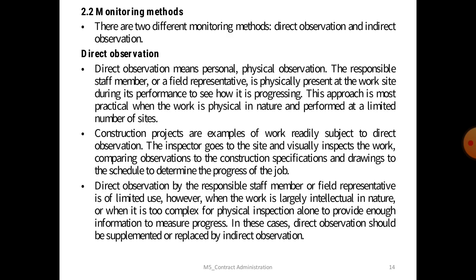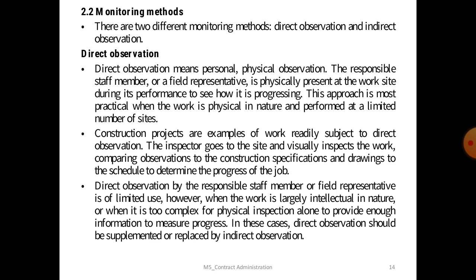Now the subtopic we start is monitoring methods. So here there are two types of monitoring method: direct observation and indirect observation. Direct observation means physical observation. The responsible staff member or a field representative is physically present at the work site during its performance to see how it's progressing. This approach is most practical when the work is physical in nature and performed at a limited number of sites. Construction projects are an example of work readily subject to direct observation.